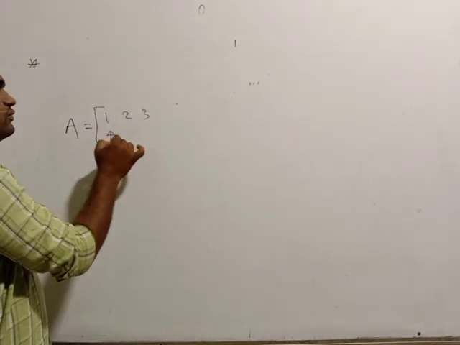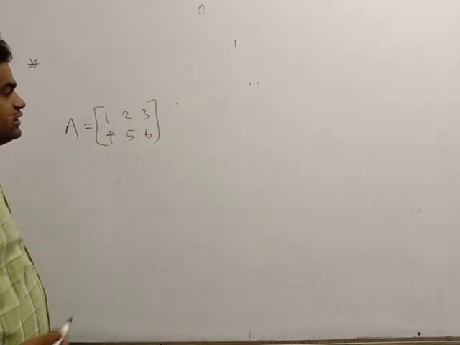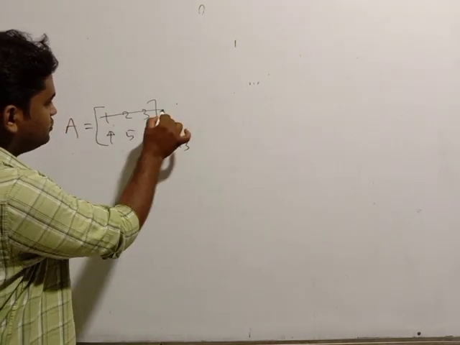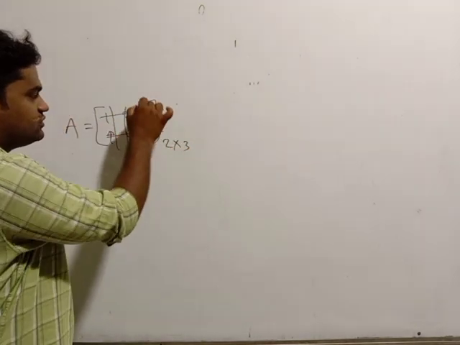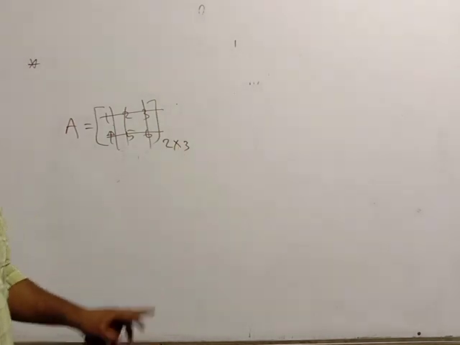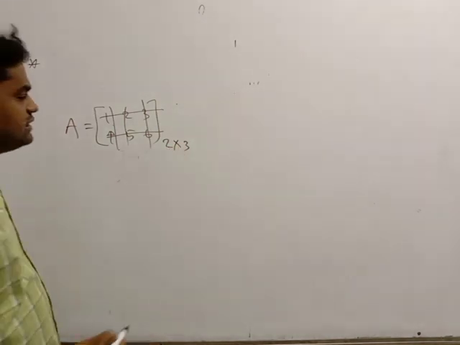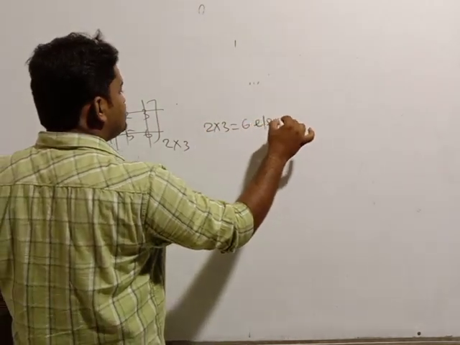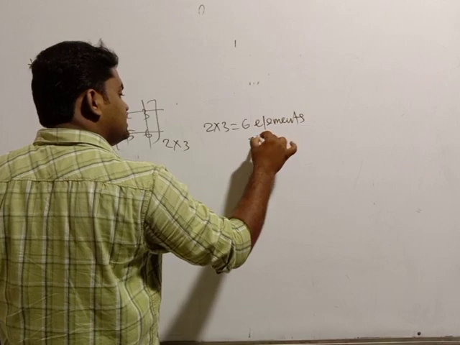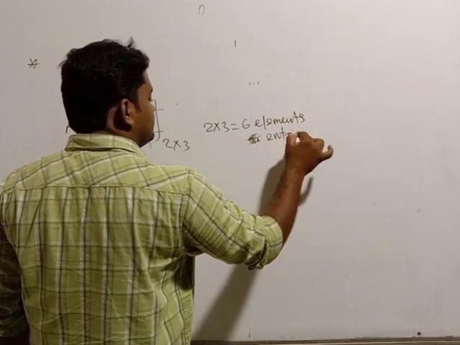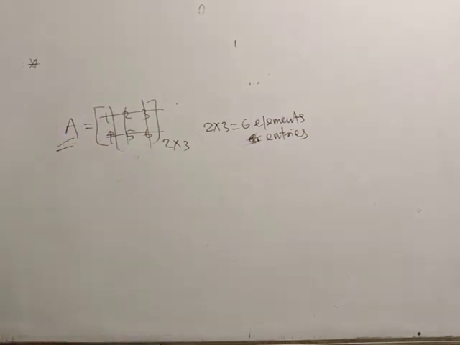1 2 3 4 5 6, its order is 2 by 3 because there are two rows and three columns. So in a matrix of order 2 by 3, there are 2 into 3, 6 elements or entries of the matrix. 6 elements or entries in the matrix A.